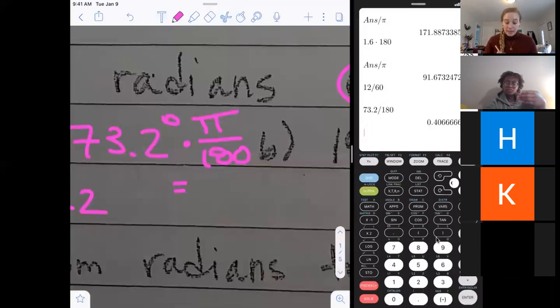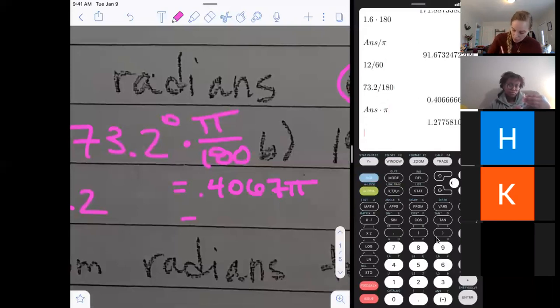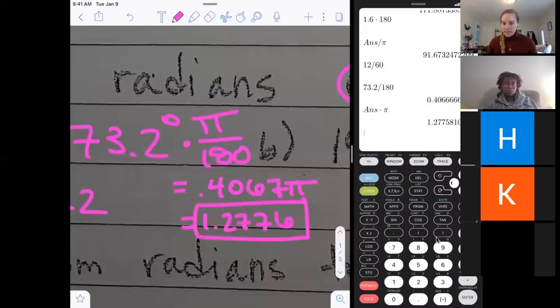If you want to leave pi in the answer, it would be 0.4067 pi. And if you want to include pi as part of it, then I'm going to multiply that times pi, and I'm going to get 1.2776. Either answer is correct, is fine. I guess most of us are probably most comfortable going all the way down to decimal form instead of keeping it like decimal and a pi, but either is fine. Either is fine. All right, questions?